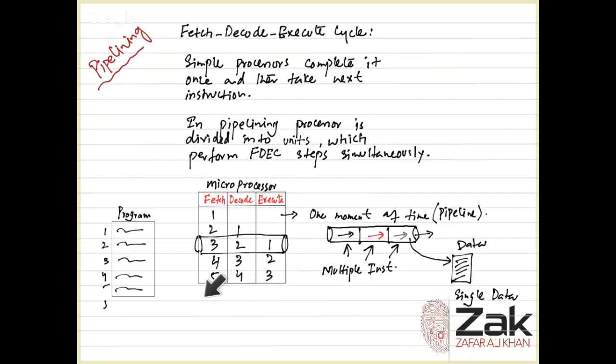6 being fetched. So although this program has got just 4 instructions, instructions number 5 and 6 are also inside the processor. As soon as instruction 4 is executed, 5 will be executed, then 6 will be executed. These 5 and 6 are not part of my program, but they are in subsequent memory addresses, so they are fetched. It is garbage.